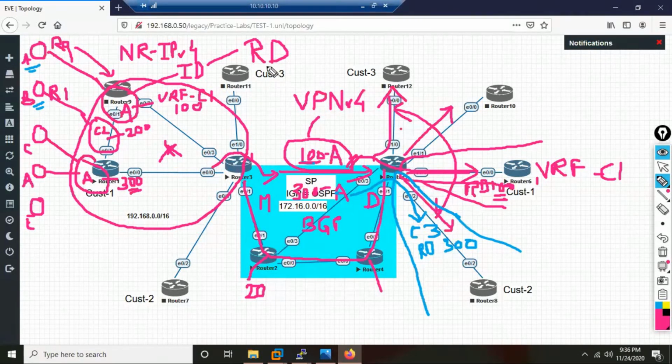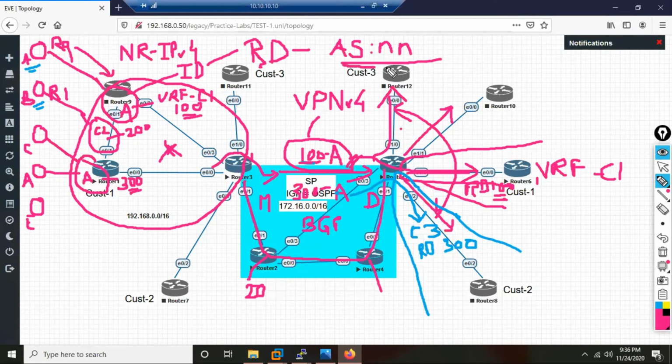And now, what is this RD? What exactly? I'm just saying it is like 100, 200, but do you think it is really like 100 and 200? No. The correct syntax, the correct format of RD is what? It's basically made up of two numbers, AS colon NN.